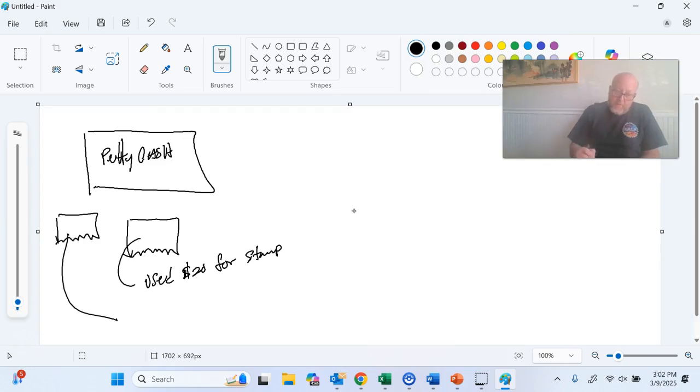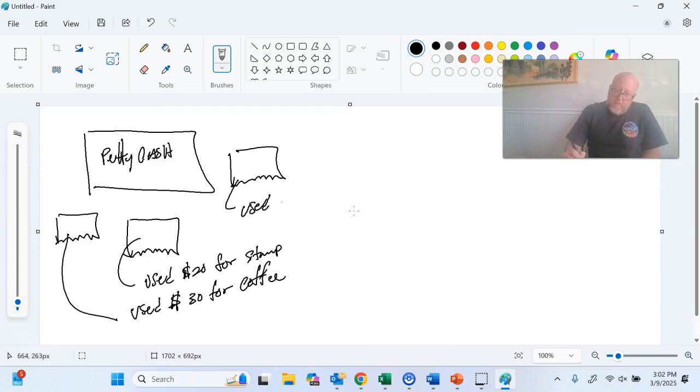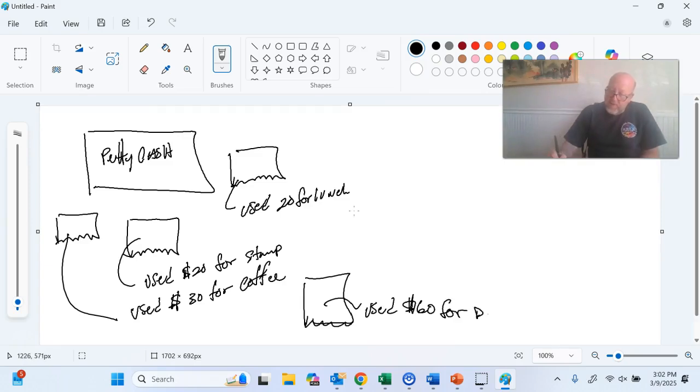It's terrible looking sticky notes. Used $30 for coffee. And then I can maybe have one more. Actually, maybe I could do a few more. I would use 20 for lunch. And then maybe I'll just have one more. And that one was, I don't know, used 60 for dry cleaning.